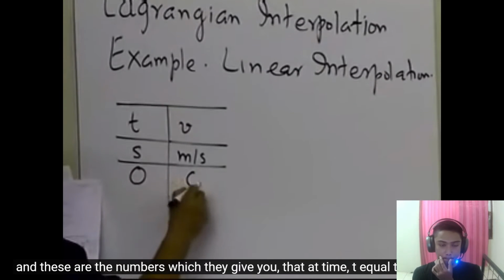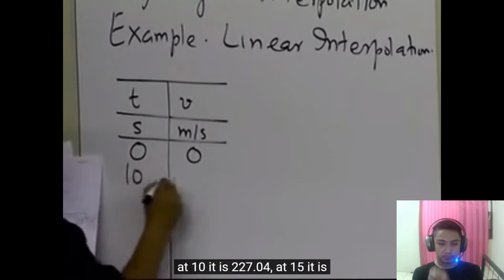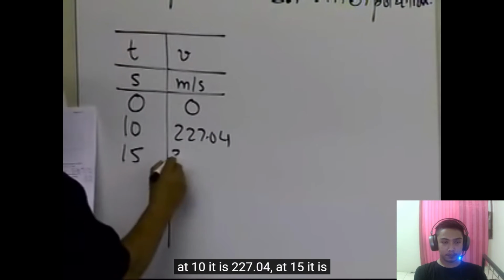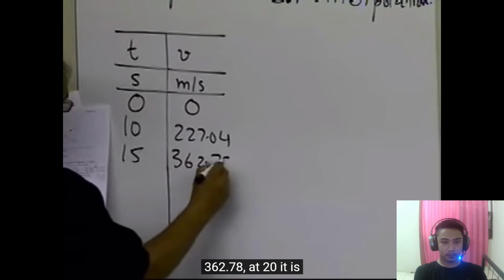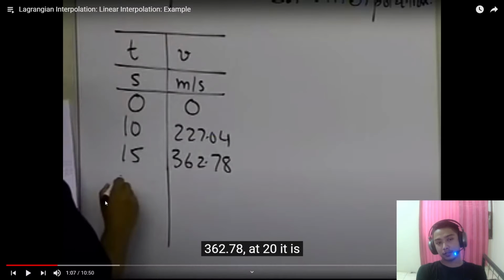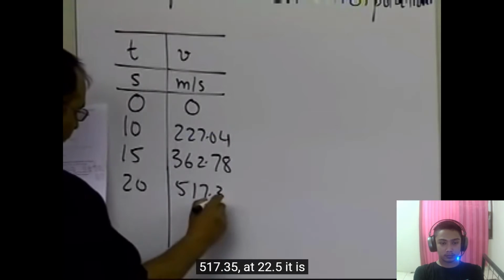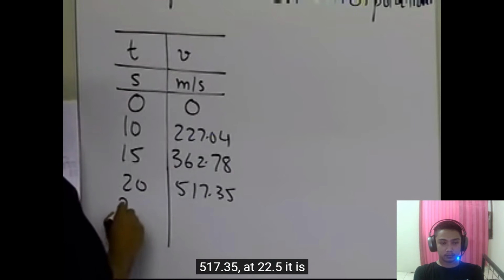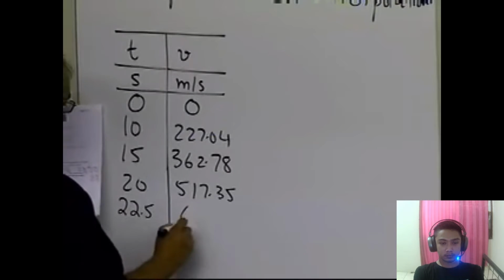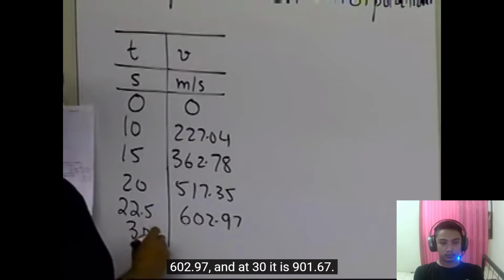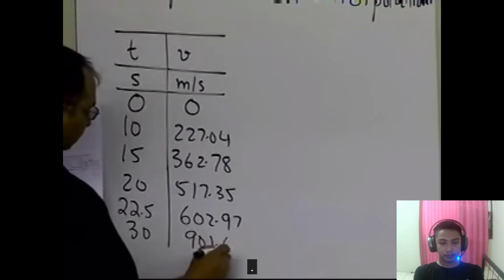At time t equals 0, velocity is 0. At 10, it's 227.04. At 15, it's 362.78. Satuannya meter per second ya, di mana ini ada detik ke 10, 227,04 dan seterusnya. At 20, it is 517.35. At 22.5, it is 602.97. And at 30, it is 901.67.